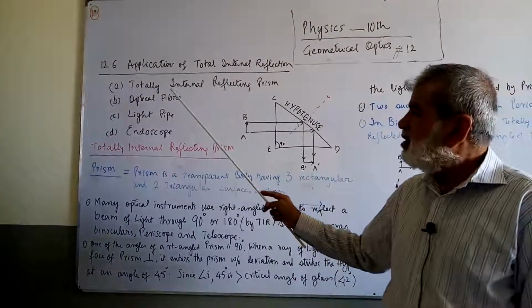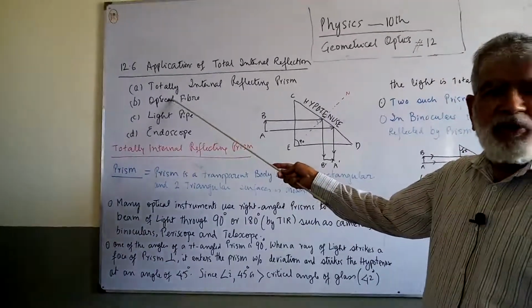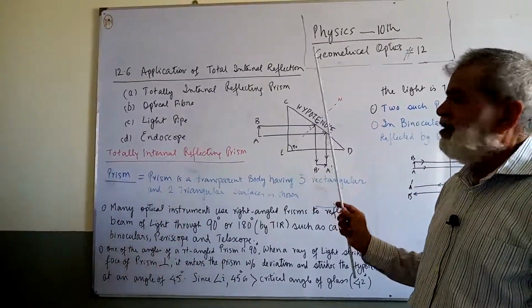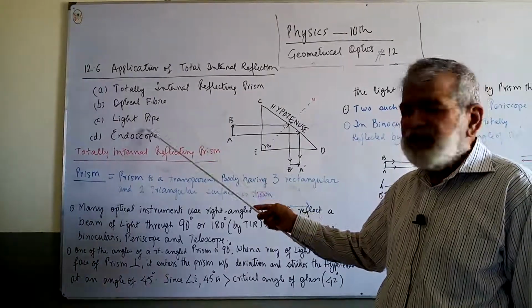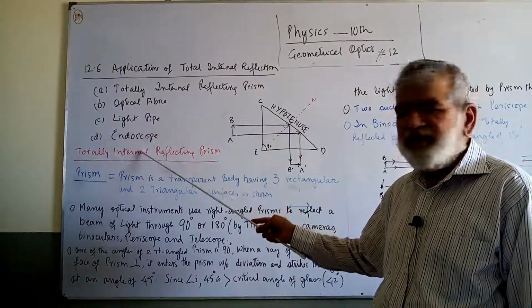First application that you have to use is the totally internal reflecting prism. The second is the optical fiber. Third is the light pipe, and the fourth is the endoscope.